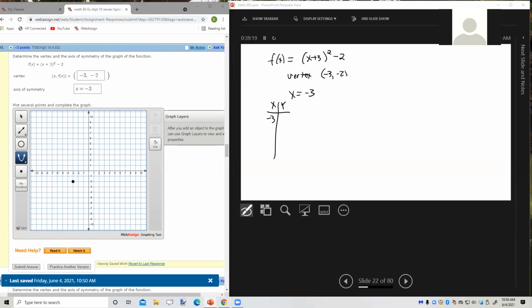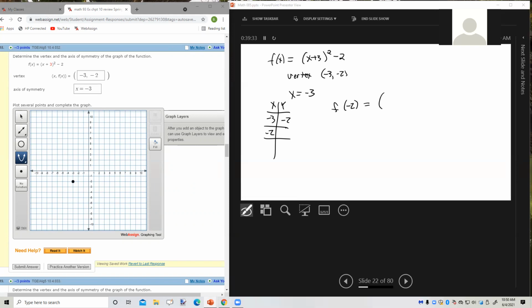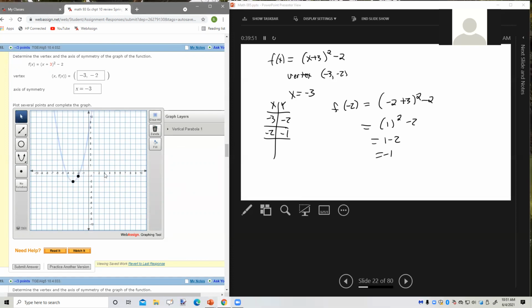I've got -3, -2 as one of my points. I'm just going to go immediately to the right or the left. Let's go to -2, which would be to the right of the vertex. And let's find what f of -2 is. That would be -2 plus 3, the quantity squared, minus 2, which is 1 squared minus 2, which is 1 minus 2, which is -1. So -2, -1 is another point on the parabola.